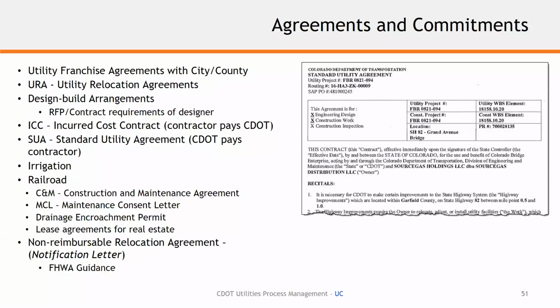Again, ICC, or incurred cost contracts, basically the utility pays CDOT, and that could be a municipality that owns a utility. It could be a utility company that owns facilities. I have had many projects where we found it to be in CDOT's best interest to include this utility work in our project so that we have control of the schedule of when this stuff is installed. We have control of the contractor who's installing it.